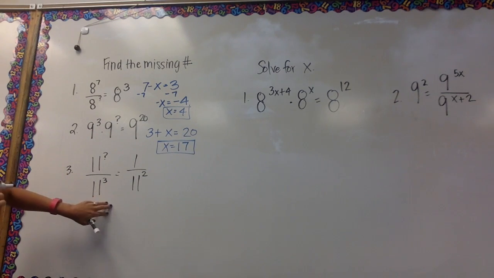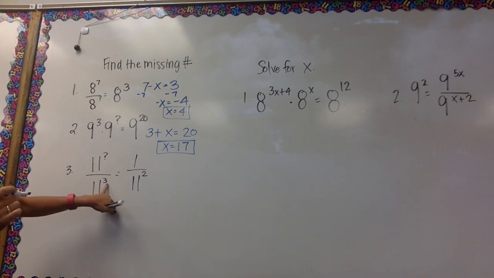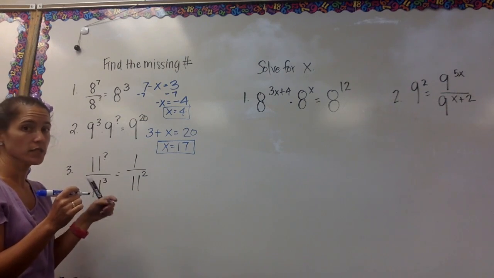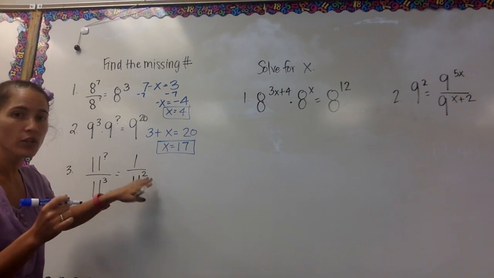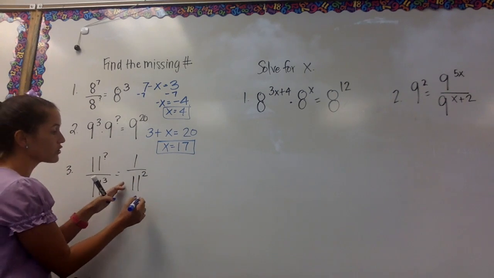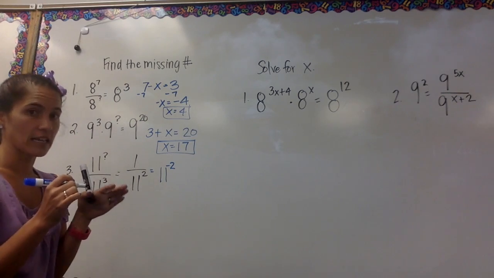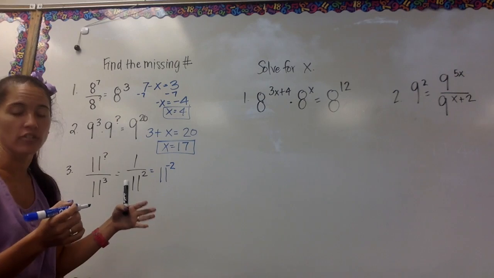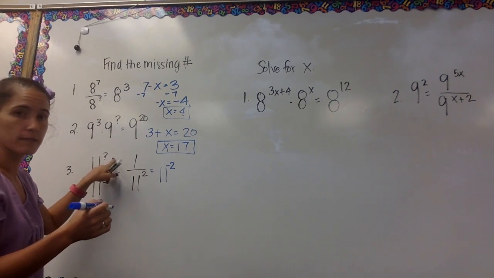All right, example 3. 11 to the what, divided by 11 to the third, equals 1 over 11. And so this one's a little bit trickier because we have 1 over 11. Now, if a power is in the denominator, 11 to the second power, that is also the same thing as 11 to the negative second power. The only reason I bring that to your attention is because that might help us when we're trying to figure out what this is.